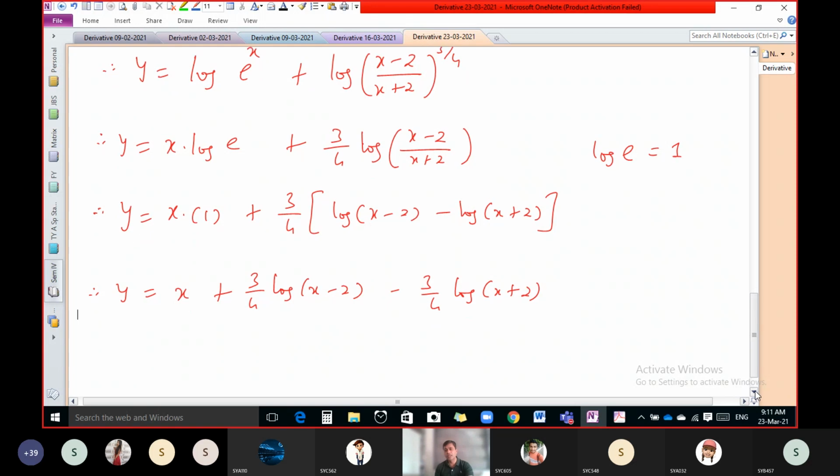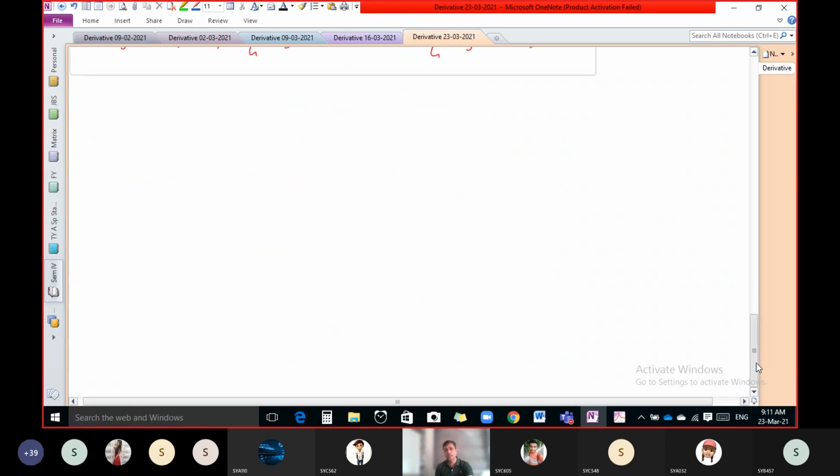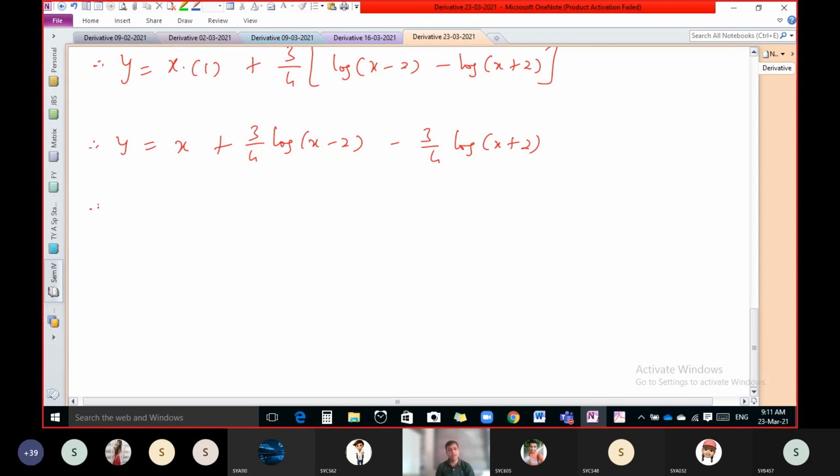Now differentiate this. Tell me the derivative dy/dx. What is the derivative of x? 1. 3/4 is a constant. Tell me the derivative of log(x − 2): 1/(x − 2) into, don't forget to multiply by the derivative of x − 2. The derivative of x is 1 and of 2 is 0, so 1. Minus 3/4.